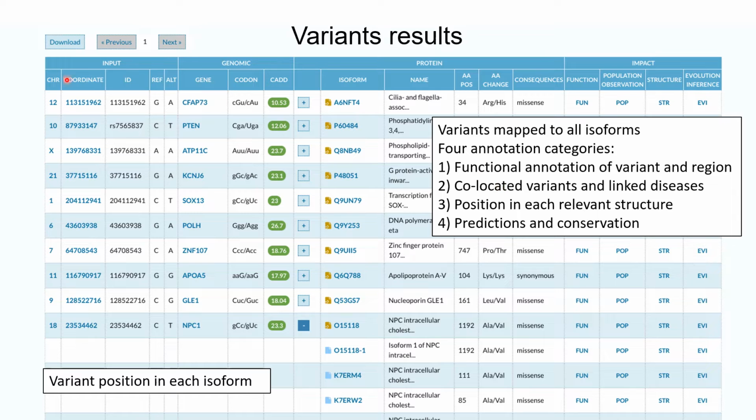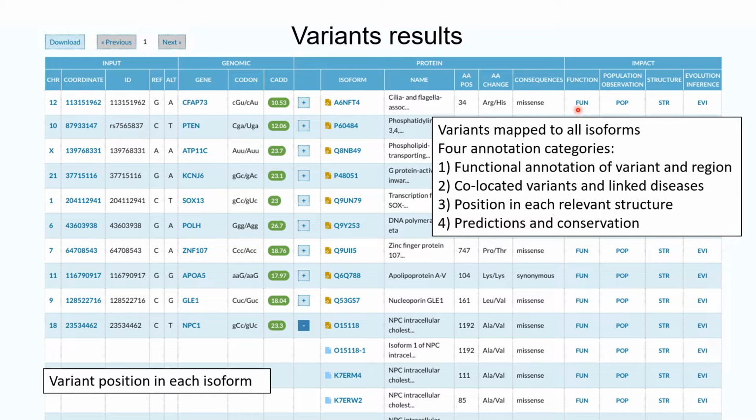The results page shows the mapping from genomic coordinate to the protein position. By default, PepVEP shows the position in the UniProt canonical isoform, although by expanding any row you can see the positions in all the alternative isoforms. In addition to the mapping information, PepVEP also shows the codon change, amino acid change and consequence.